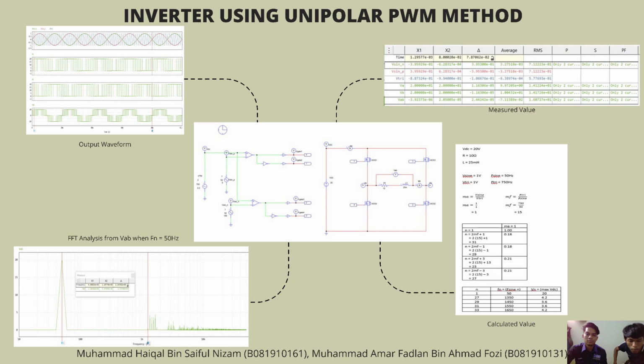Okay, so for methodology, a circuit of a unipolar inverter had been constructed. The circuit has an input voltage of 20 volts, the load resistance is 10 ohm, and the load inductance is 25 millihenry. As we can see in the circuit, the one on the left is the PWM circuit. The PWM circuit is required here in order to reduce power loss.